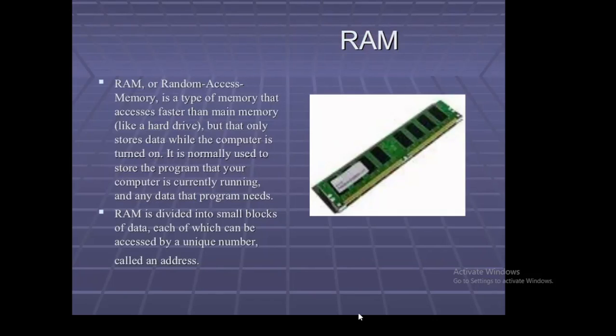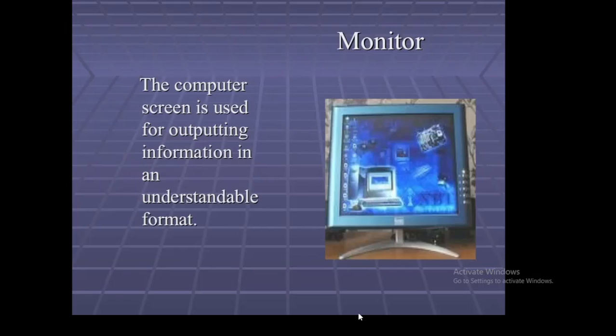RAM, or random access memory, is a type of memory that accesses faster than main memory, but that only stores data while the computer is turned on. It is normally used to store the program that your computer is currently running and any data that program needs. RAM is divided into small blocks of data, each of which can be accessed by a unique number called an address. Monitor. The computer screen is used for outputting information in an understandable format.